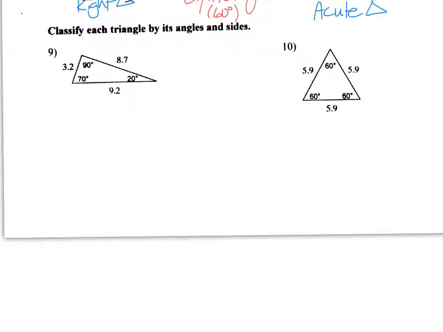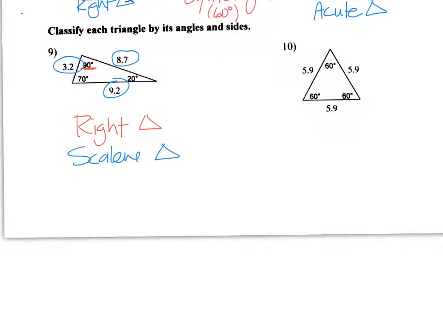Okay, let's do question 9 and 10. Now, in this case, we're identifying the triangle by both its angles and sides. So I'm going to start first with angles. Well, I see right there, there's 90. Okay, and so instead of the box, they use a number. So that means it's a right triangle. Then I look at the sides. All the sides are different, so that makes it a scalene. So it's a right triangle and a scalene triangle.